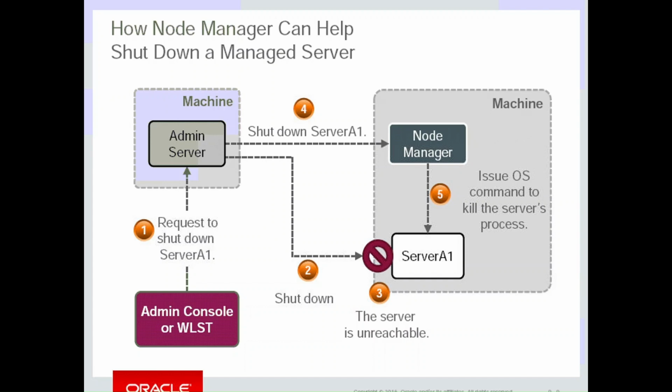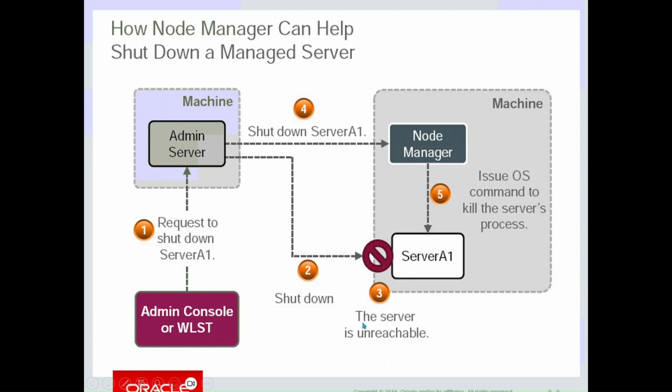And let's understand how the Node Manager can help shut down a managed server. Similarly, from the console we can log in and go to the server where we want to perform a shutdown operation. Suppose we want to shut down server A1. We choose server A1 and click on shutdown. Then the request goes to the admin server, and the admin server can send a shutdown request directly to server A1.